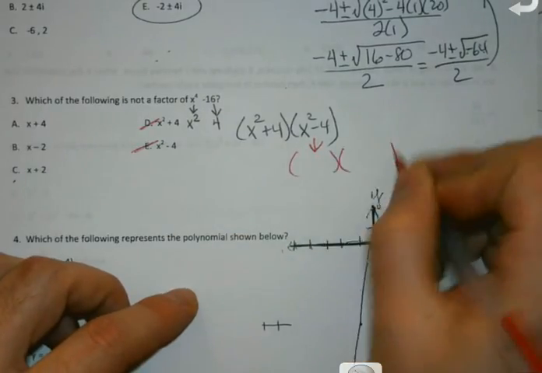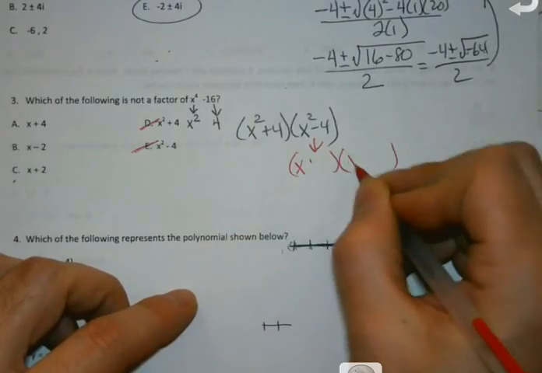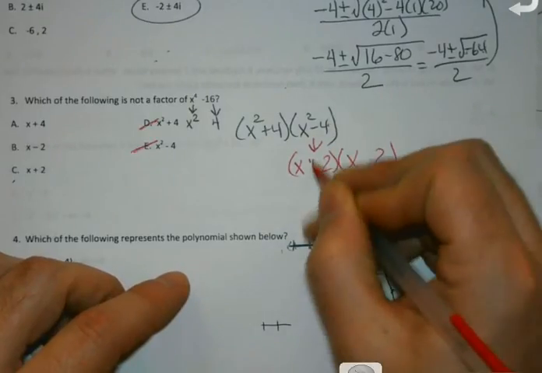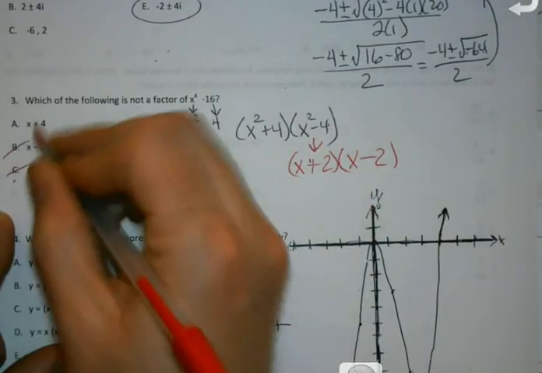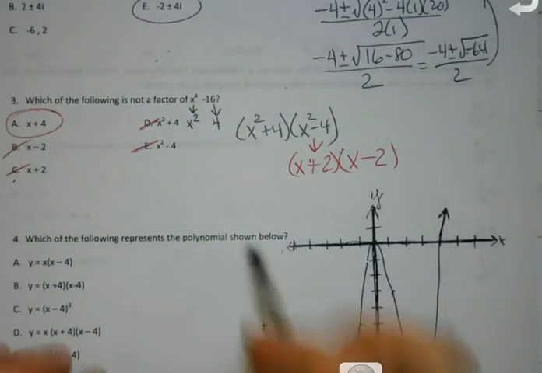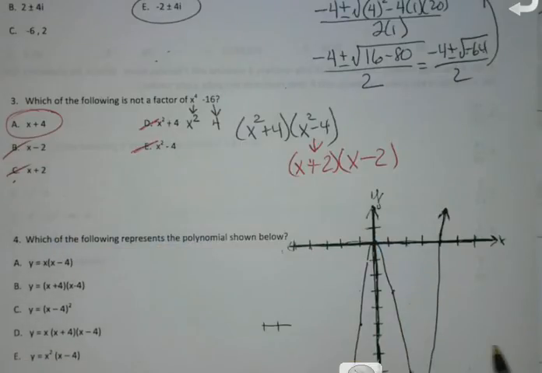So let's do that. What do I square to get 4? 2. x plus 2, x minus 2, and I have my one left that's not a factor. A lot of times on these tests, the ones that are similar are going to be the ones that aren't the answer, and the oddball will be the answer. But just to be sure, we need to know what we're doing.